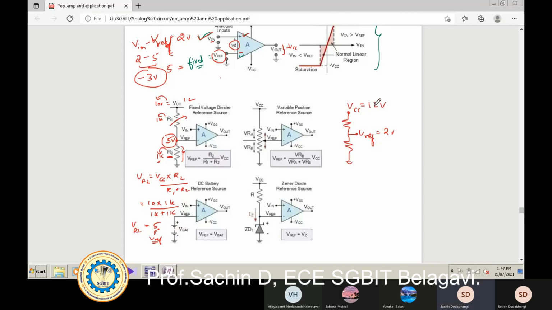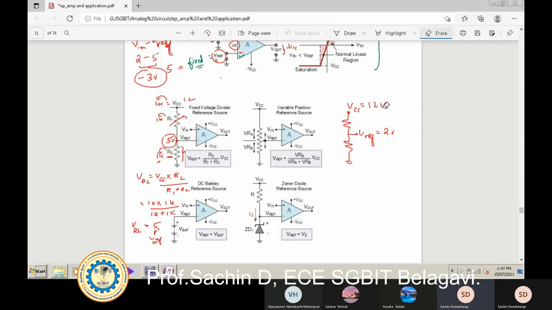Now for example, let it be a small one. Suppose I take VCC to be 5 volt and I need the reference voltage to be 2 volt, meaning the voltage across this R2 should be 2 volt. So how to design? I will select R1 to be equal to 1 kilo ohm.